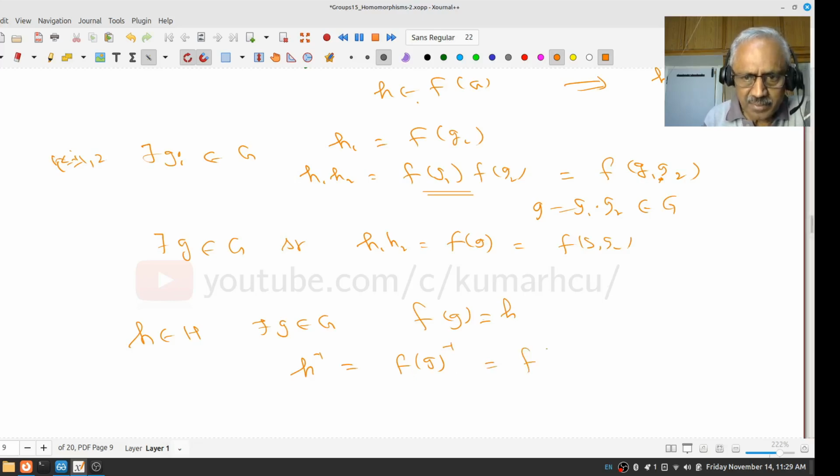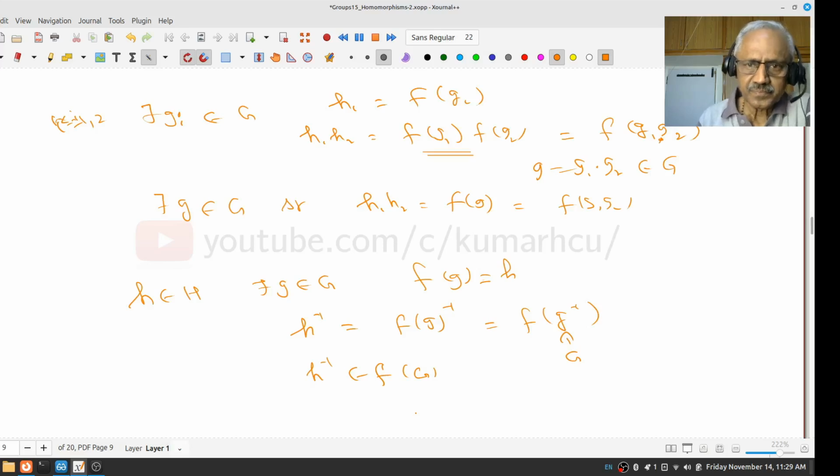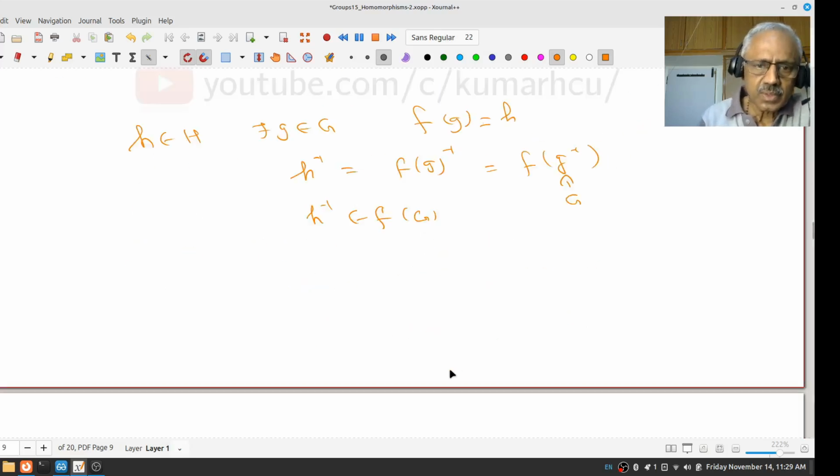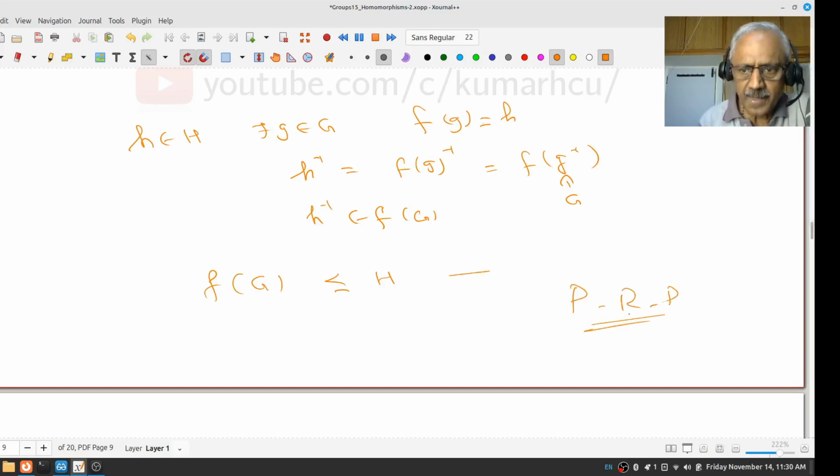That is nothing other than f of g inverse. Right. Therefore, this element is in G. Therefore, h inverse is the image of some element in G under f. Therefore, h inverse also belongs to f of G. Right? So, f of G is a subgroup of H. Okay, pause, review, proceed.